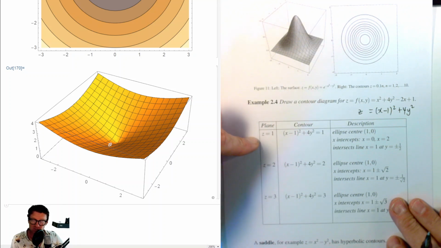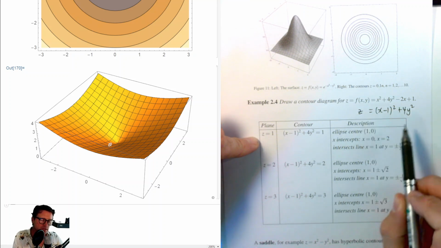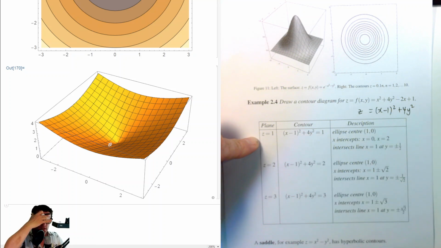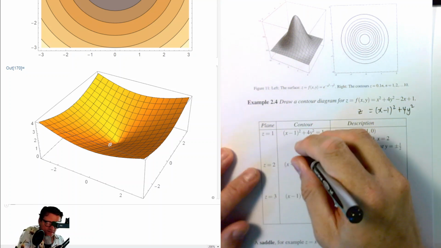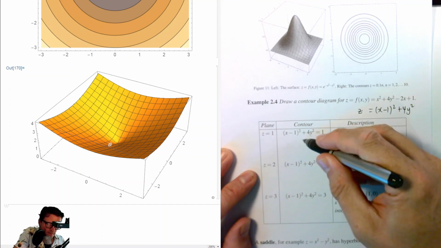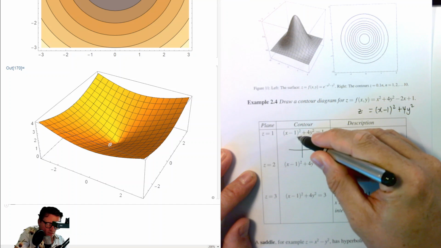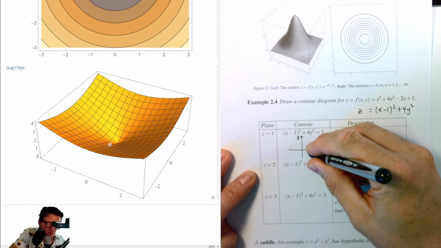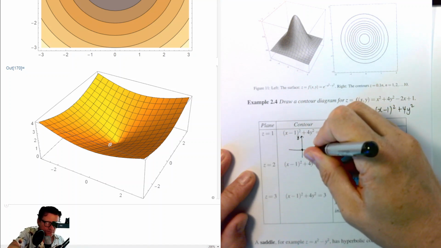So when z is equal to 1, we sub in 1 there, and we have x minus 1 squared plus 4y squared equals 1. So that is an ellipse centered at 1, 0. So let's see if we can put a little sketch in this box as well. So here's the x and y axis. So here's the origin. And then the ellipse is centered at 1, 0. So let's put that here. And then we've got intercepts, x is 0 and x is 2.